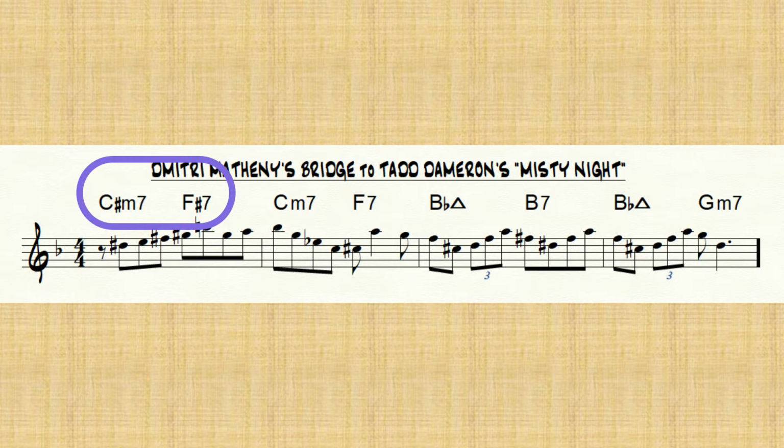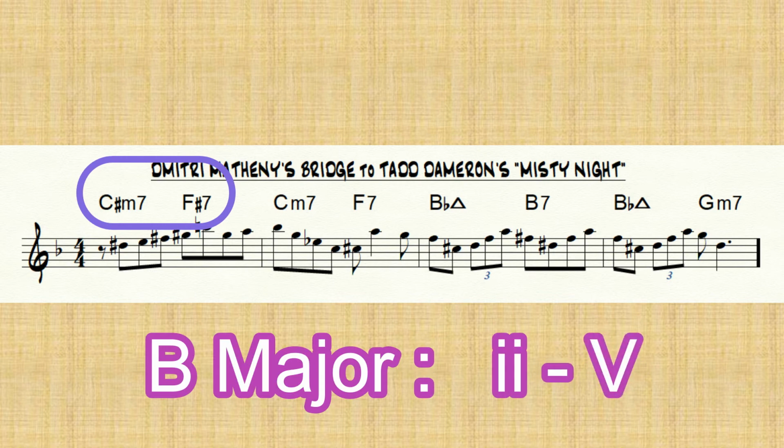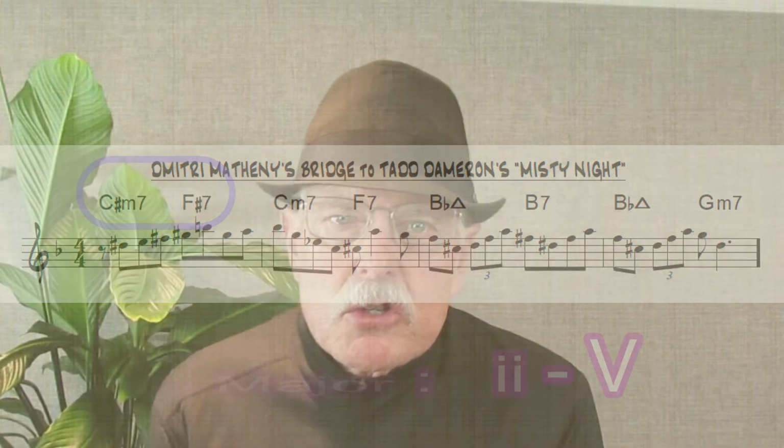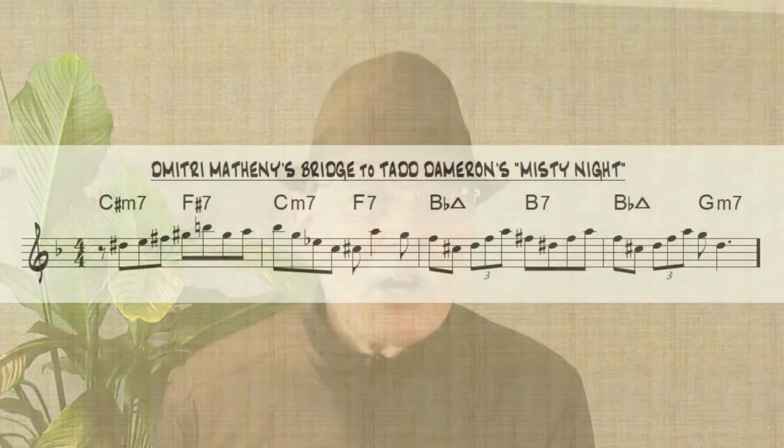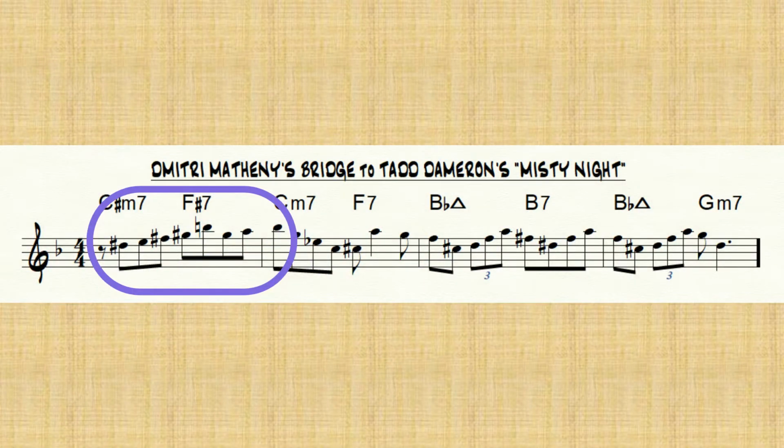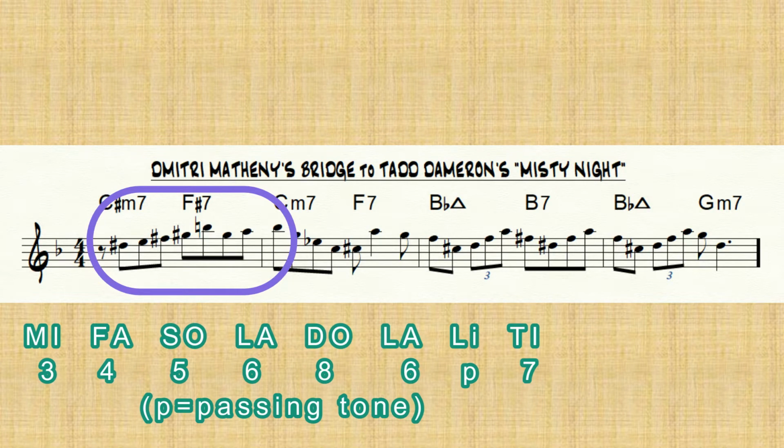The first 2 chords, C sharp minor 7 to F sharp 7, look a lot like a 2-5 progression in B major. So, are we in the key of B major? Well, let's see if the melody affirms or contradicts that guess. Yes, indeed, the first 8 notes do fit into a B major scale. In fact, they're part of a lick that Bird often used.